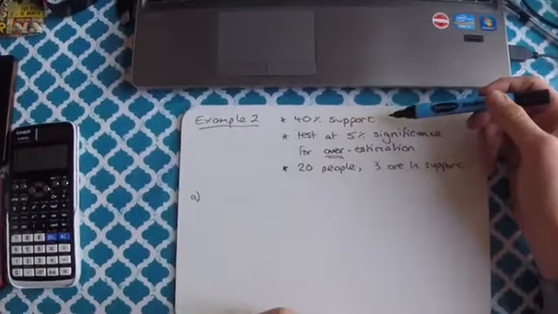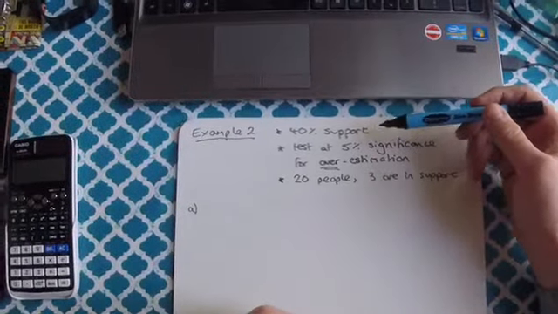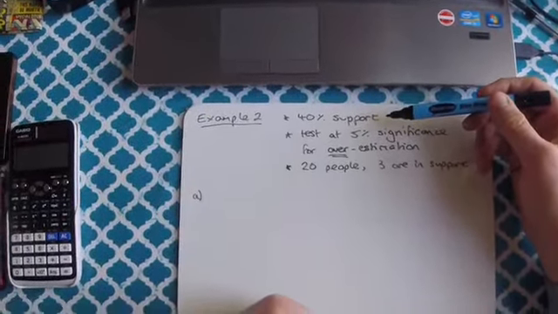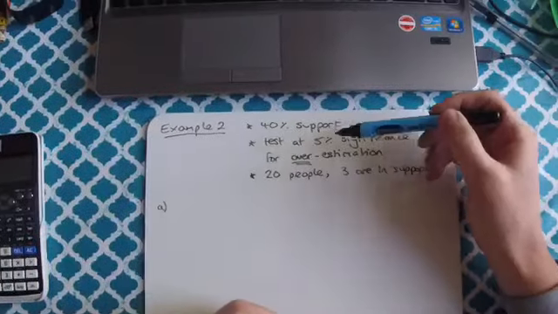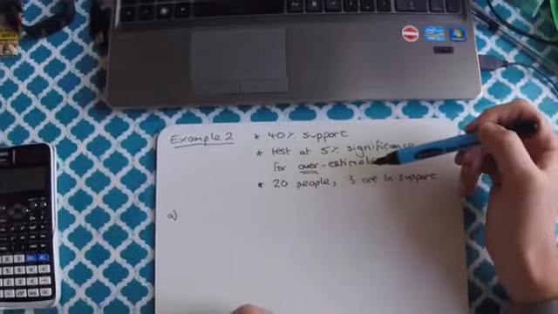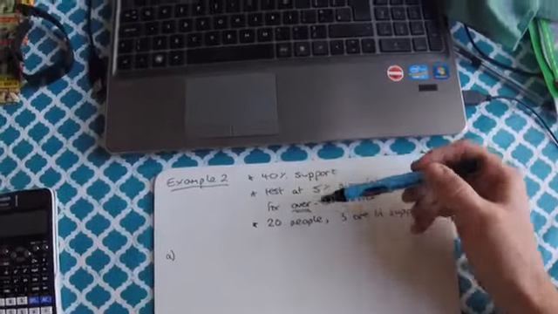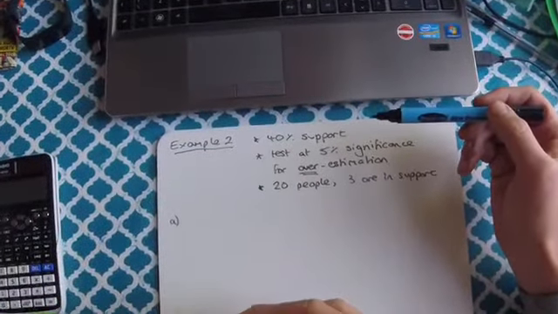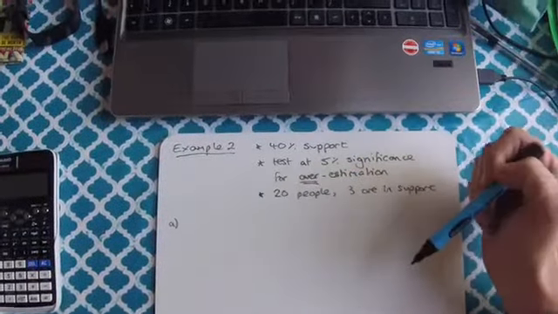context about an election candidate who believes that she has 40% support from the residents in a particular town. A researcher wants to test this at a 5% significance level for an overestimation. So the researcher thinks that this candidate has overinflated how much support she has. The researcher then tests 20 people and 3 are in support.